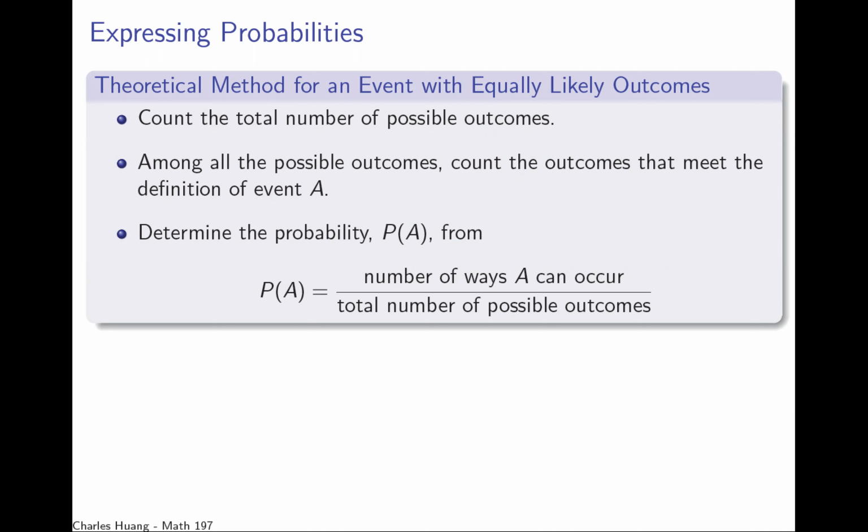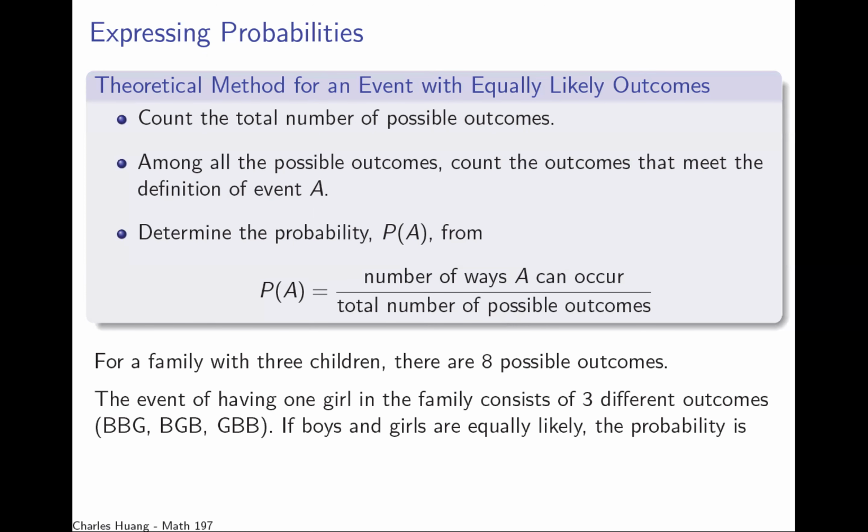So suppose we say that each of these are equally likely, then when we find the probability, the probability is defined as all the different ways that our event can happen divided by the total number of possible outcomes. So what that means is, suppose we want to find the probability of having 1 girl in the family of 3 children.